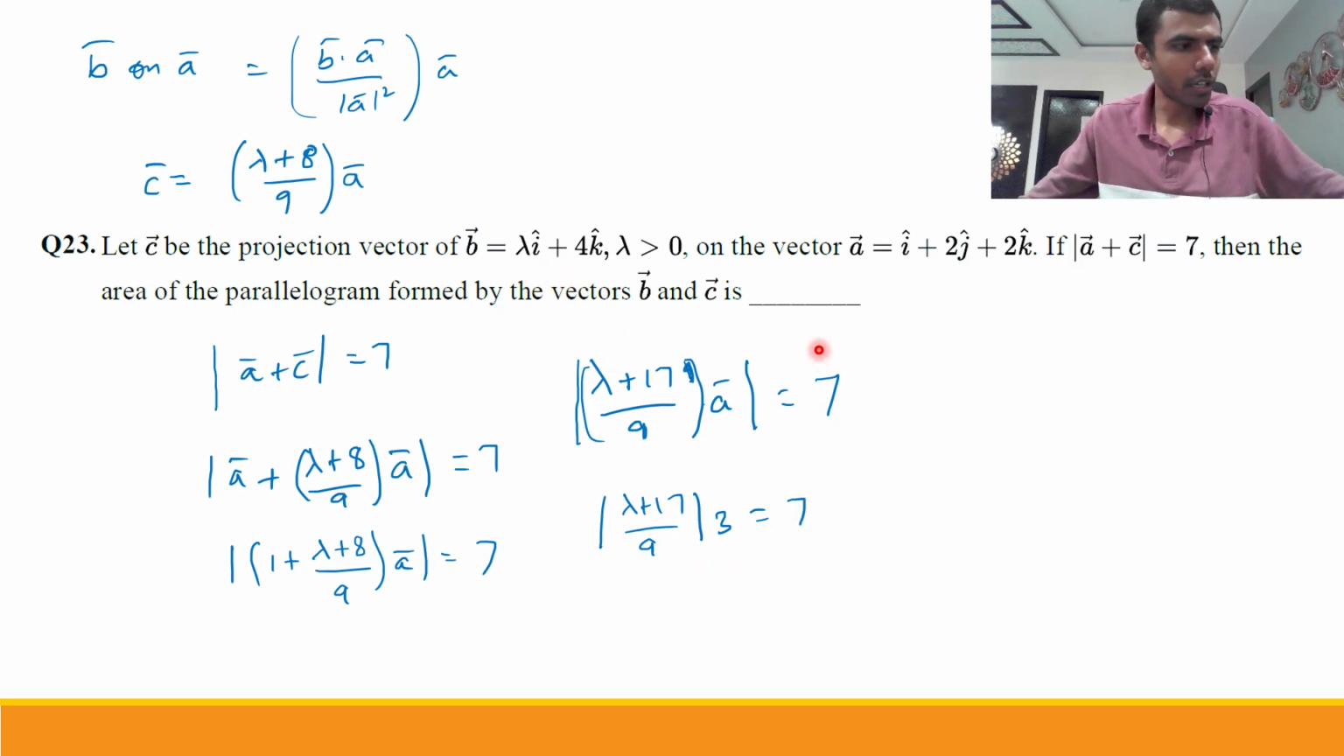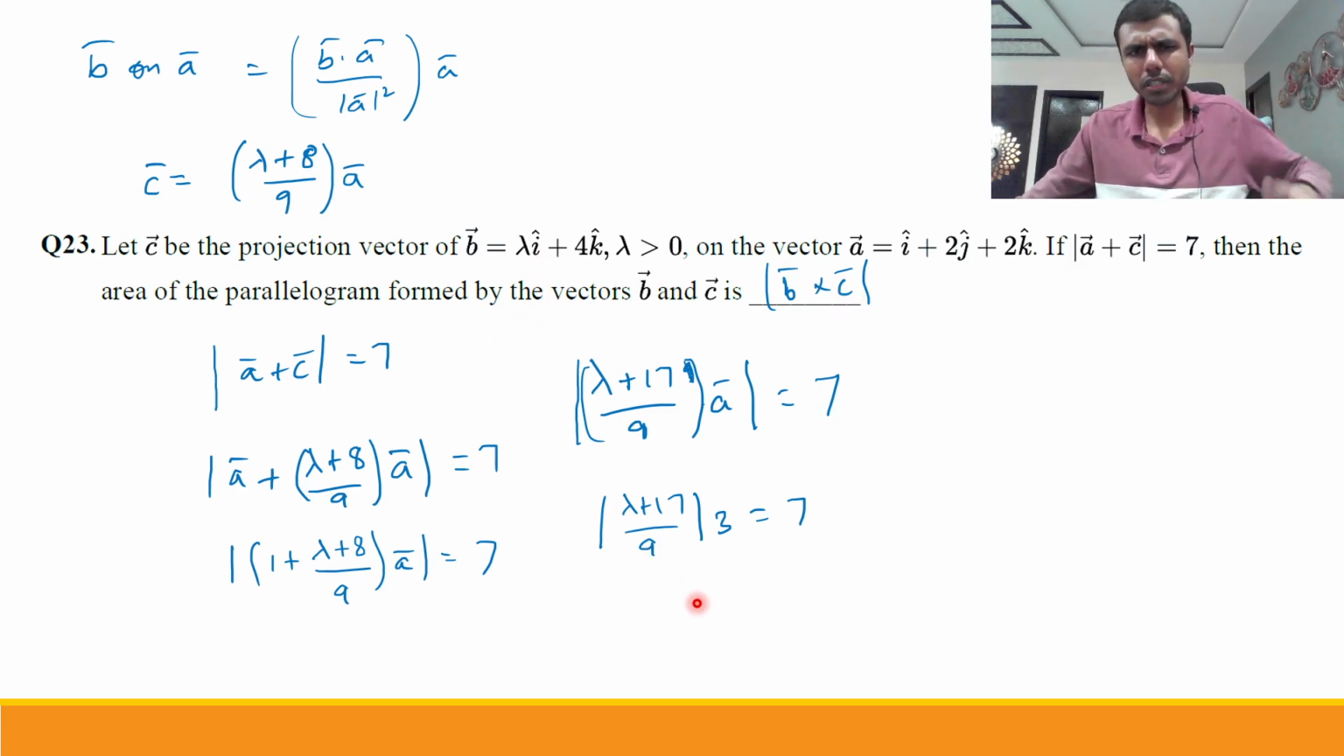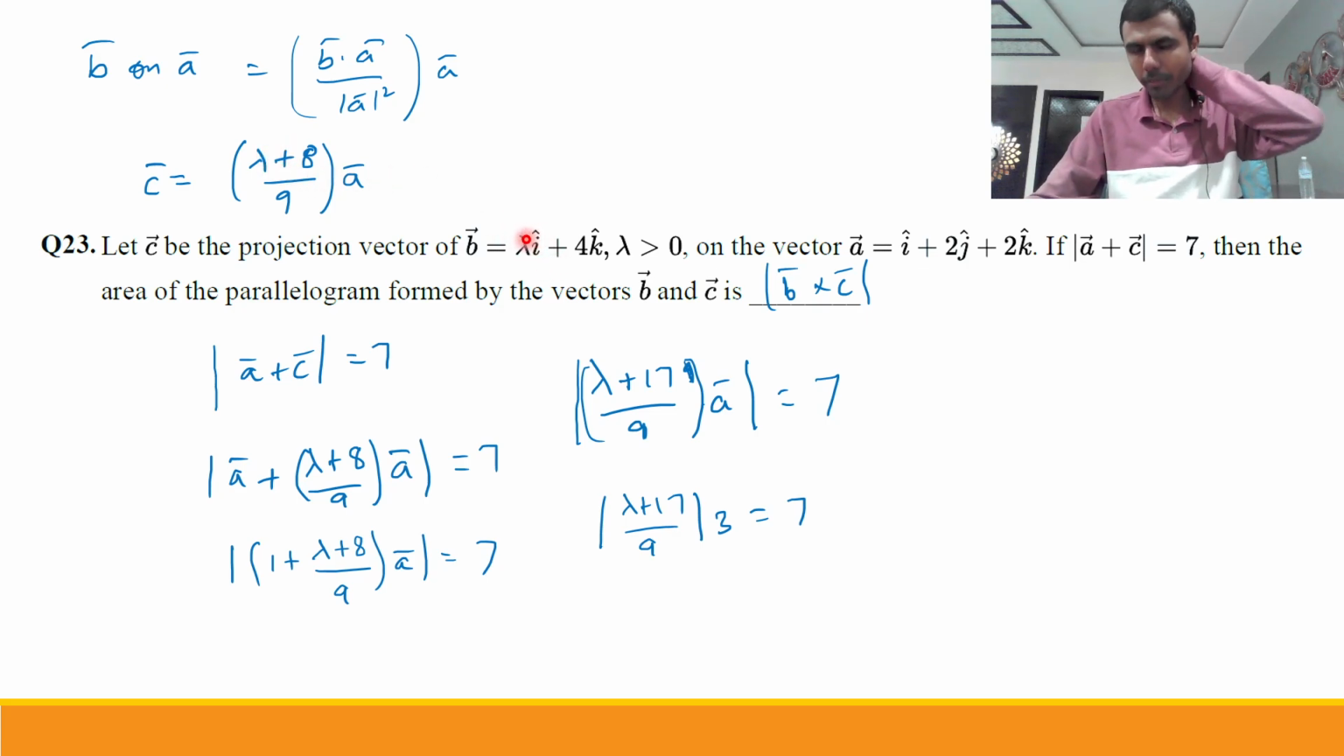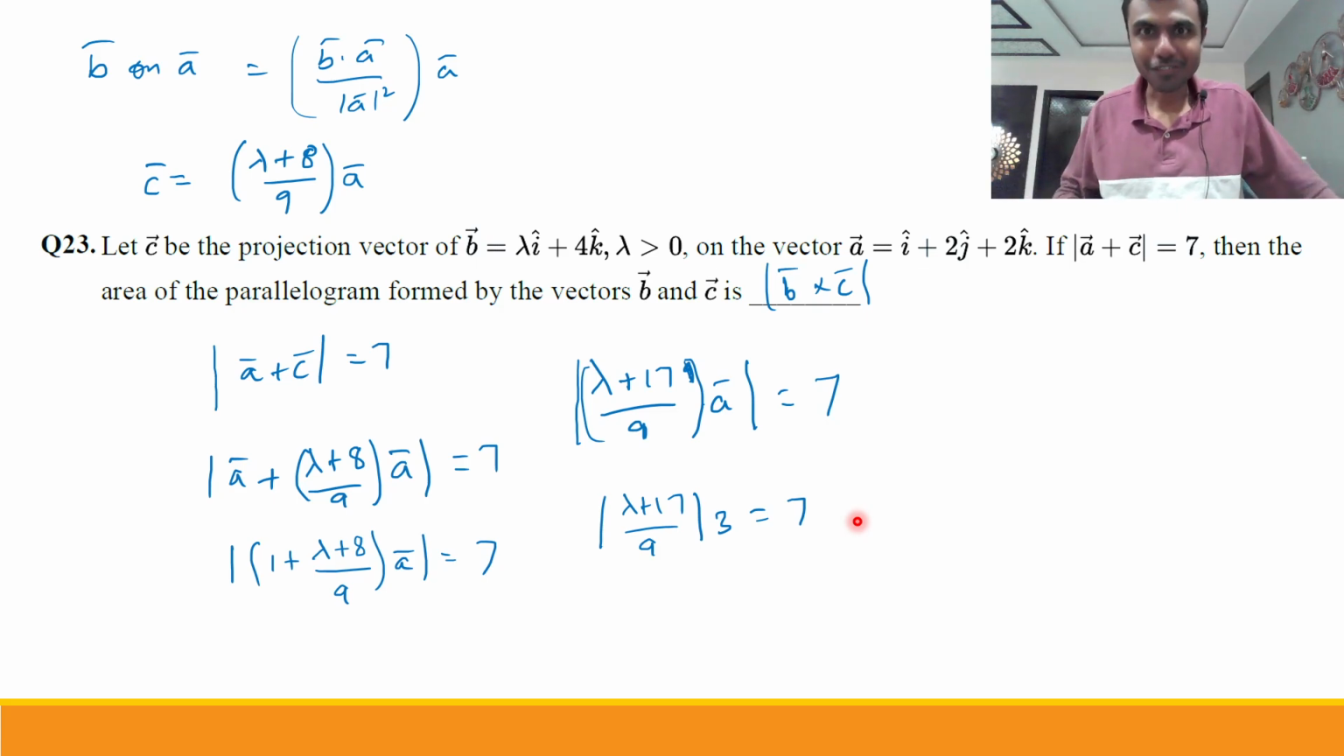Once you get lambda, find out B cross C, mod of B cross C. If I'm not wrong, this is the area. You have B, you have C. Once you get lambda, you can find out C bar, you can get B bar also, and that's it. Do B cross C, you will get the area of the parallelogram. The magnitude of that would be the area of the parallelogram. That's it. Chalo. Next.